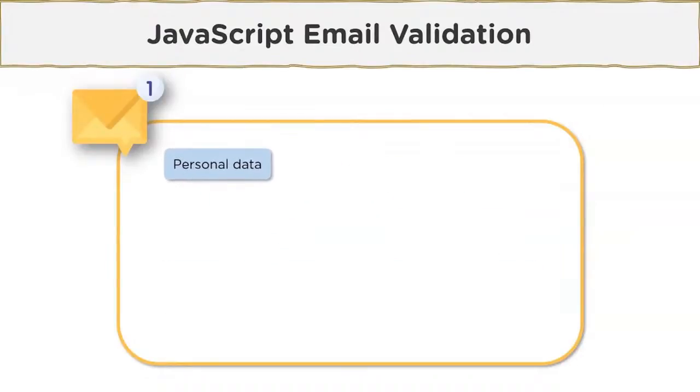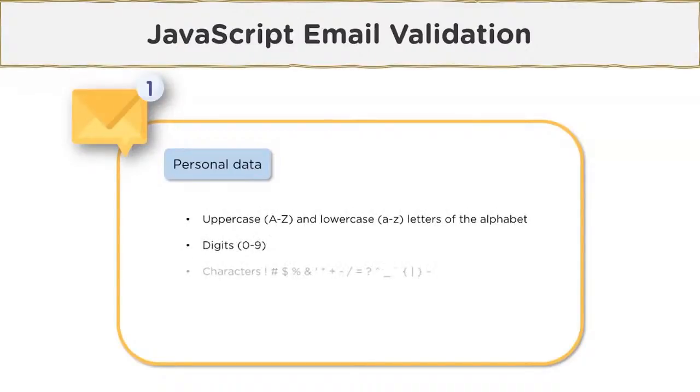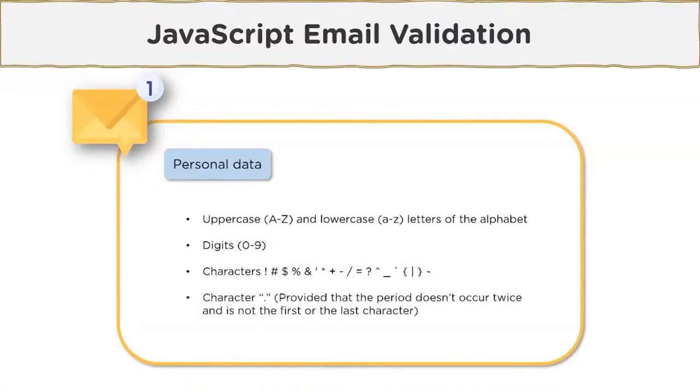Talking about the personal data, this data can include any sort of information. You can provide your name, your birth date, etc. So basically it can consist of all uppercase and lowercase letters of the alphabet. It can have digits from 0 to 9. It can include all special characters. And lastly, it could include the period character. One thing to remember is that the period character cannot occur twice and is not supposed to be either the first or the last character. Alright, so this was just a brief introduction to email validation.